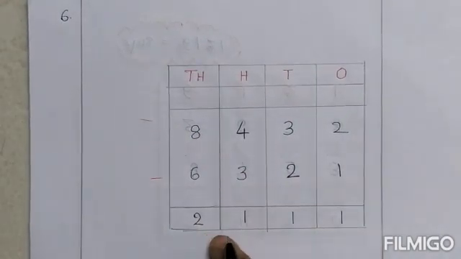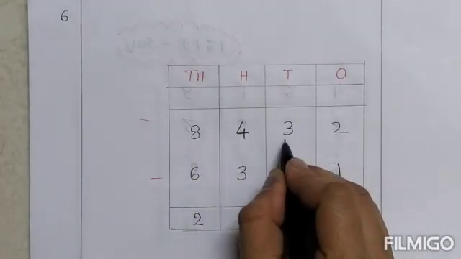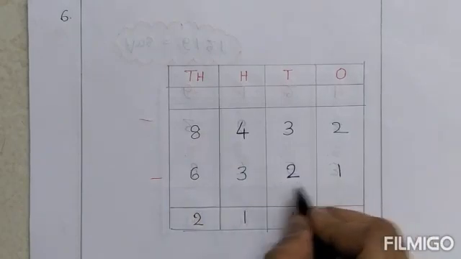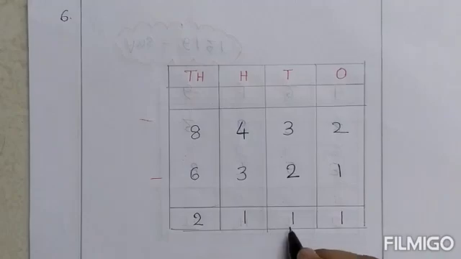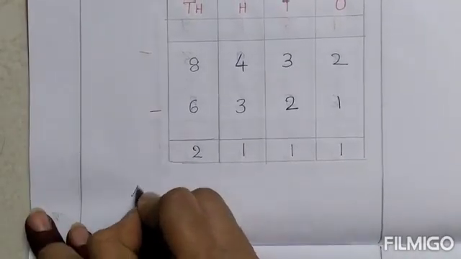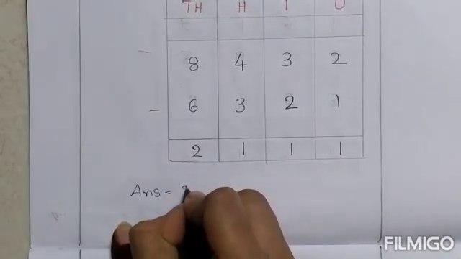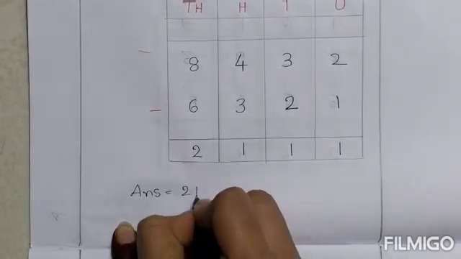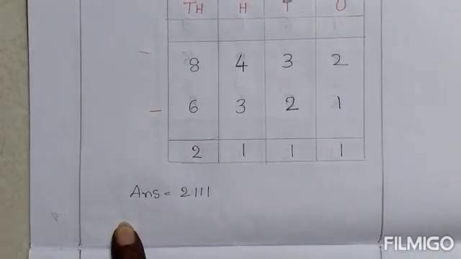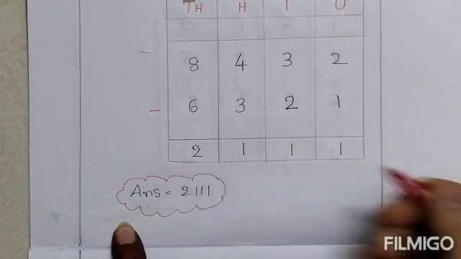So now what is it called? The difference. The difference of 8432 and 6321 is 2111. And finally we will write answer is equal to 2111 and make a cloud with your red pencil.